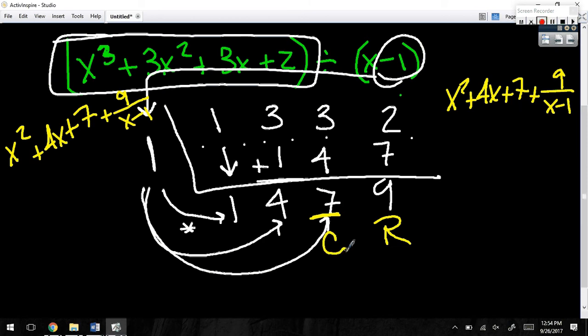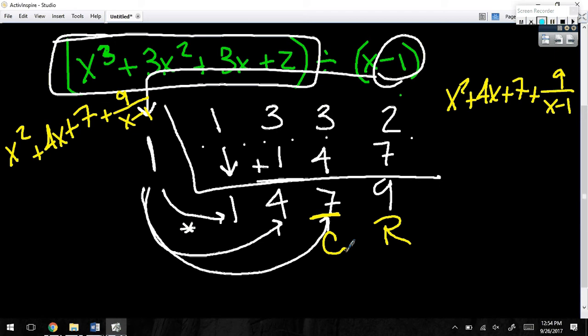Wait, if I put a C, what does that mean? Did you get 9x plus 1? x minus 1. How did you get 9 in the first place? I said last night you had this problem in your homework, number 5. When you did long division, this is the answer that you got. I'm showing you how it relates back to synthetic.